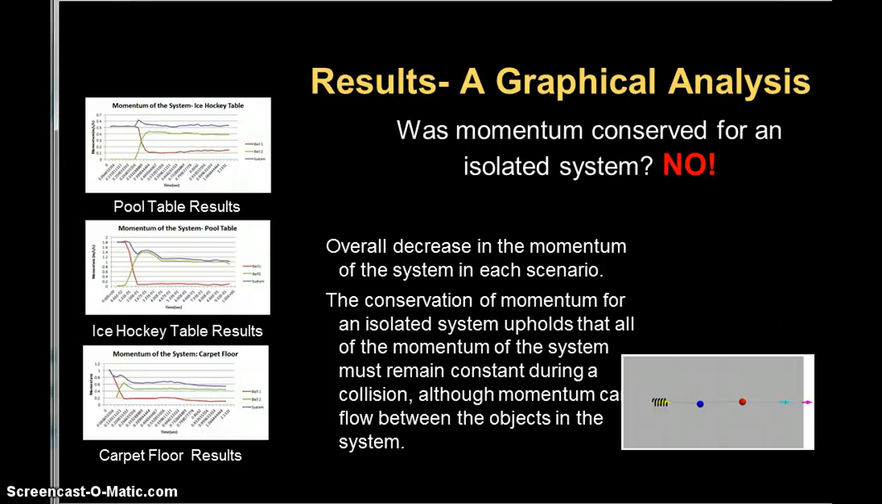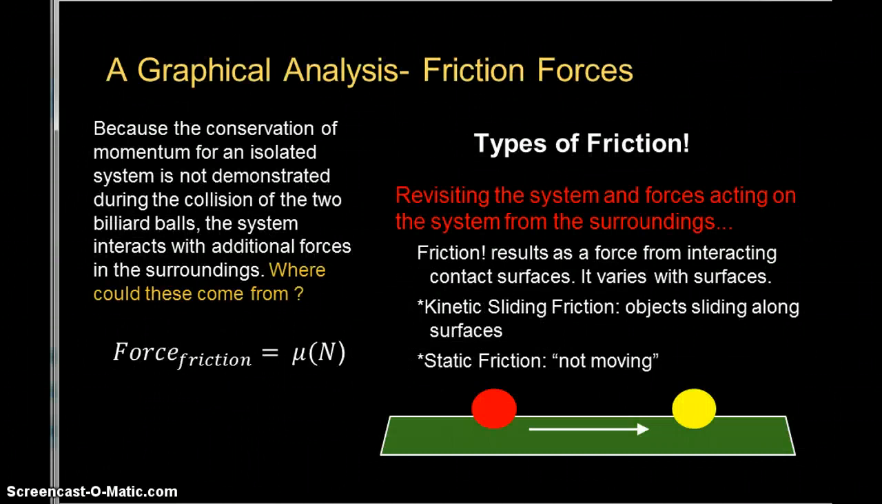Therefore, for our isolated system consisting of 2 billiard balls, momentum should remain conserved for the entire system before and after a collision. Because on each of the 3 surfaces, as indicated by the blue lines in the graphs, momentum varies, and more specifically decreases through the duration of the ball collision, this variation concludes that the system of the 2 balls is not isolated and is subject to external forces. But where could these forces come from?